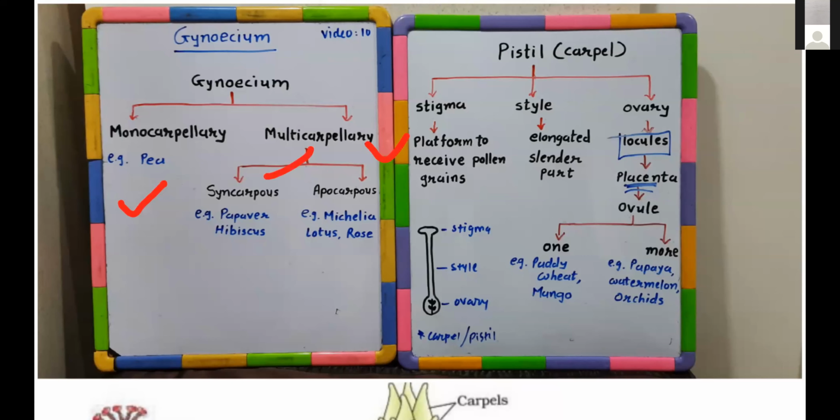Within that, there are two options prevalent. One of them, let's say, syncarpous condition. Syn refers to union, joining. Carpus refers to carpels. Syncarpous condition refers to a setup wherein carpels are united to form one unit. Carpels are united. That is that kind of a gynoecium. It is called multicarpellary syncarpous condition.